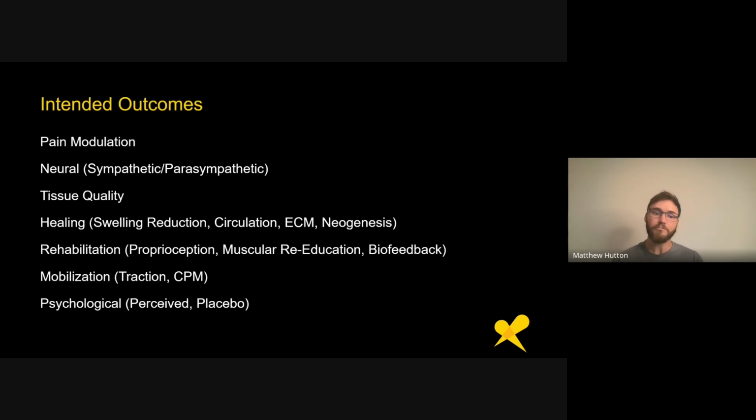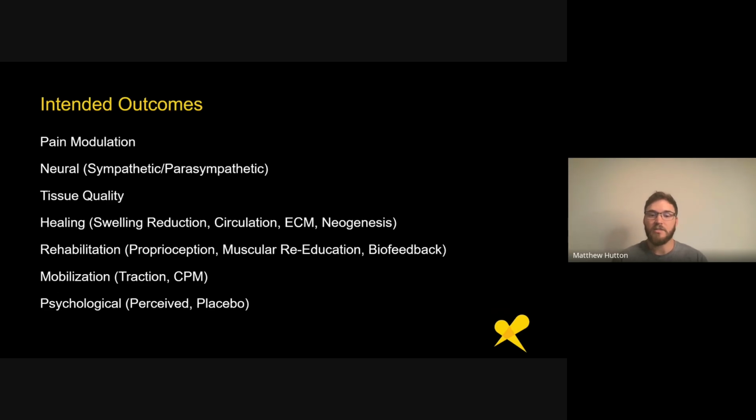So for example, e-stim is great for modulating pain. E-stim does absolutely nothing for tissue quality, if you're doing IFC, assuming. If you're doing NMES or you're doing Russian, obviously that's going to have some different implications, but I would never do IFC, interferential current, with a tissue quality pathology or issue. So again, your treatment has to make sense, or it has to be aligned with what your intended outcome is.